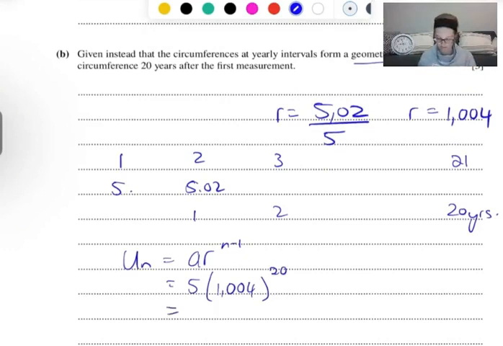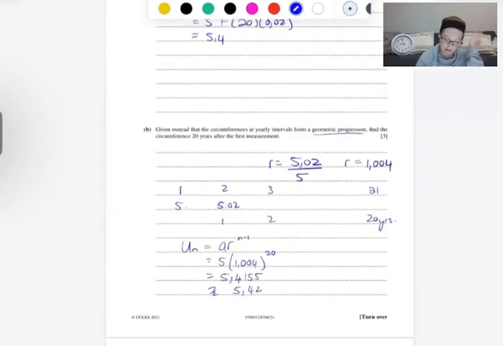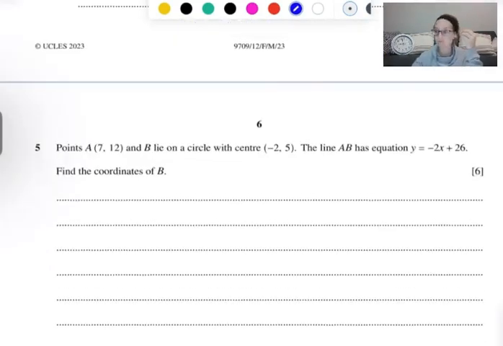And what we have here is 5.42. That is our answer. All right, so I think the trickiest part of this is actually just getting the right year, the right n value, if I can put it that way.